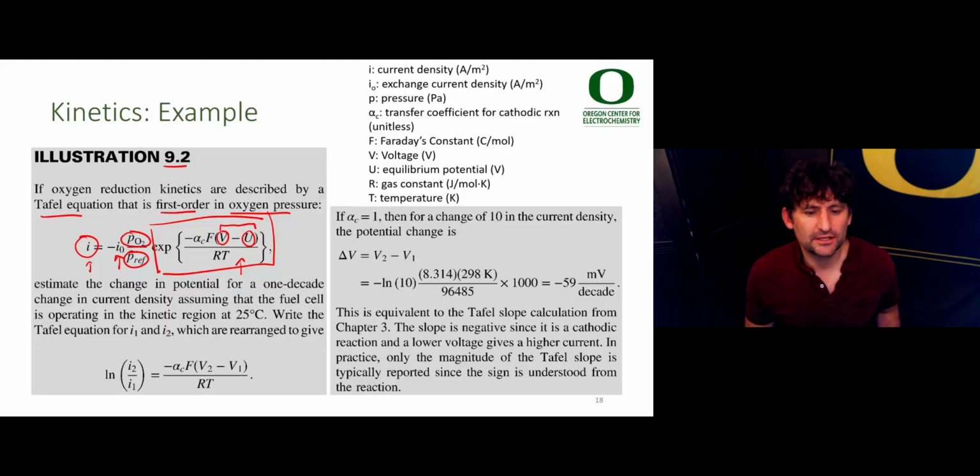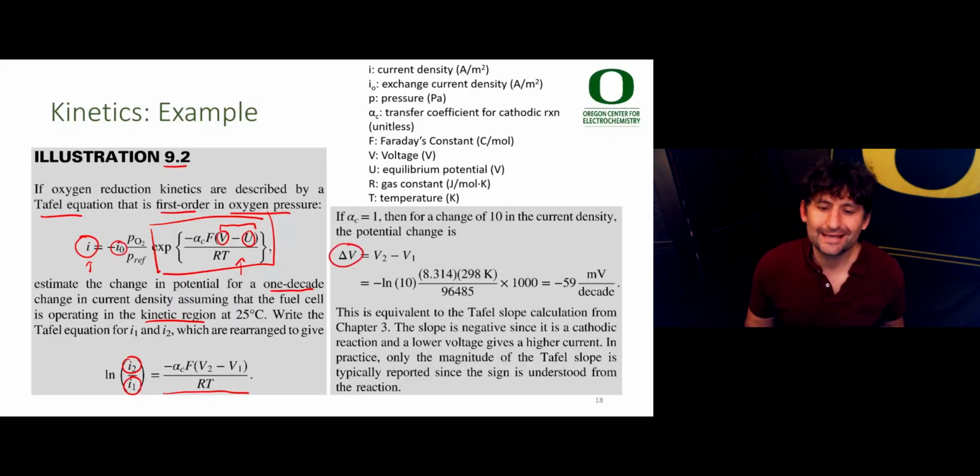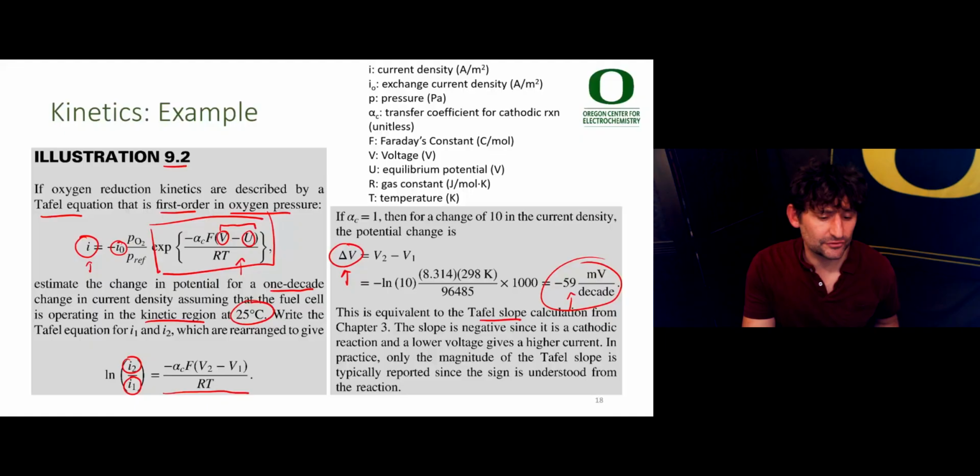In this problem, you can estimate the change in potential for a 1 decade change in current density. 1 decade is an order of magnitude change in current density, assuming that the fuel cell is operating in the kinetic regime. That means that the system is purely controlled by kinetics and no other overpotentials are substantially adding to the voltage loss. We can write the Tafel equation for two currents, I1 and I2, and simplify to this expression. Notice if the partial pressures are the same, those cancel out, as well as I naught in the ratio. We can calculate delta V and find that for a 10-fold change in the current, we get a 59 millivolt change in the voltage output from the cell. This is exactly equivalent to the Tafel slope calculation earlier. This one is operating at 25 degrees C, which is why it's 59 millivolts per decade. Earlier, we did an example that was operating at higher temperature, so the millivolts per decade, the Tafel slope, changes.